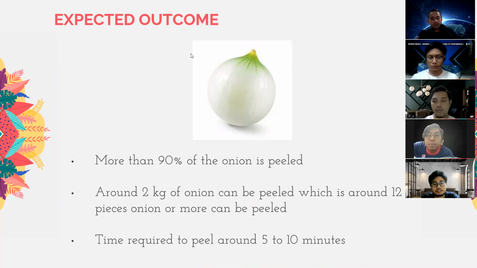As you can see in the picture, we expect that more than 90% of the onion is peeled. And by using the onion peeler machine, we can peel around 2 kg of onion, which is 12 pieces of onion, at one time. The time required to peel the onion is around 5 to 10 minutes, although the user can set the time they want. Okay, next.